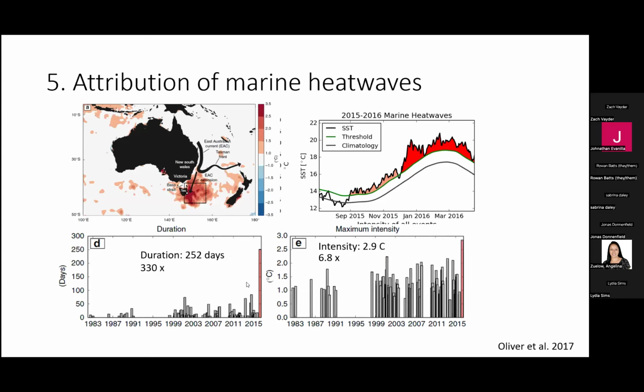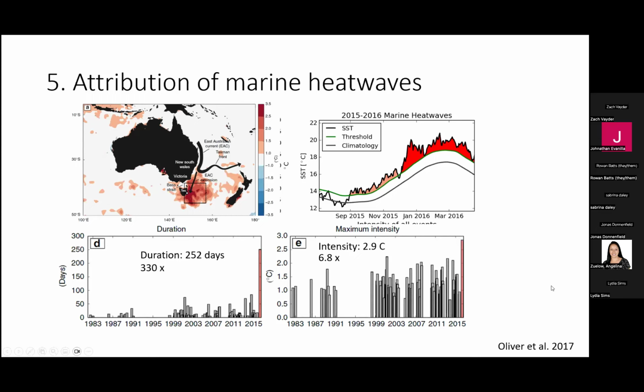And so, for example, with marine heat waves, we can look at particular events, for example, the Tasman Sea marine heat wave of 2015-2016, and look at an event that lasted for 250 days with an intensity of 2.9 degrees above the baseline. How much more likely was that as a result of climate change? And the attribution study showed that it was 330 times more likely to have lasted as long as it did, and 6.8 times more likely to have got as hot as it did because of human-induced climate change.